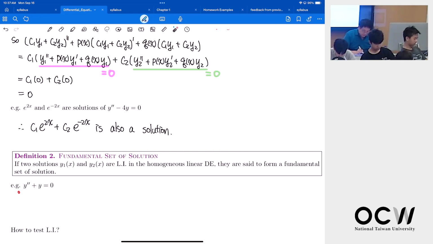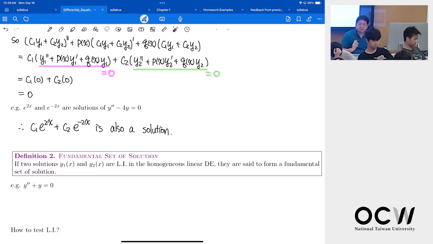For example, y double prime plus y equals 0. Can you guess the solution? As I said in the beginning of the class, we try to find a solution, and most of the time we guess. But in this case, can you guess the solution? Any thoughts? Using your basic knowledge. Zero? Zero is trivial. Yes. Cosine, yeah, the sinusoidal waves, right?